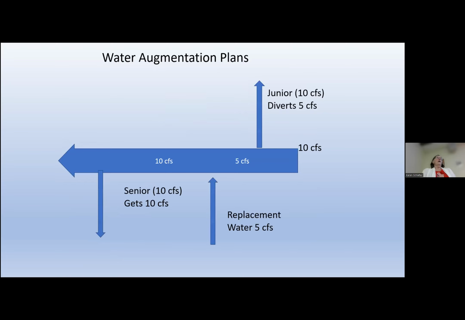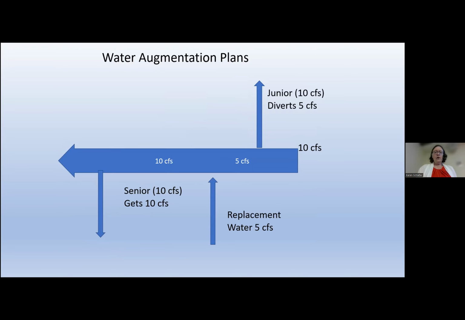Okay. We also have what they call augmentation plans, where you can take from the river, even though you're out of priority. So here, the junior decides to divert 5 CFS. We're not going to talk about return flows, but he has some replacement water that comes in before the senior diverts his 10 CFS. Those are called augmentation plans. And there's a whole long story about augmentation plans.